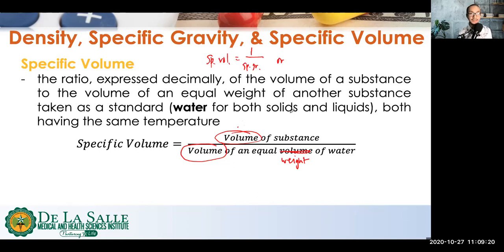Okay? If the specific volume, we know that water has a specific volume of 1 still, because the inverse of 1 is equal to 1. Okay? So if the specific volume of any substance is less than 1, it means na it is heavier than water. If the specific volume of any substance is greater than 1, then we know that it is lighter than water. Okay? So we just reverse, okay? What we know about specific gravity for specific volume.